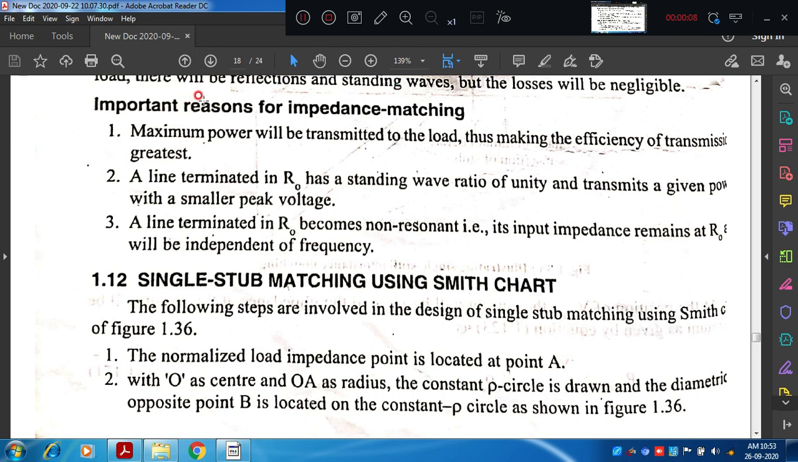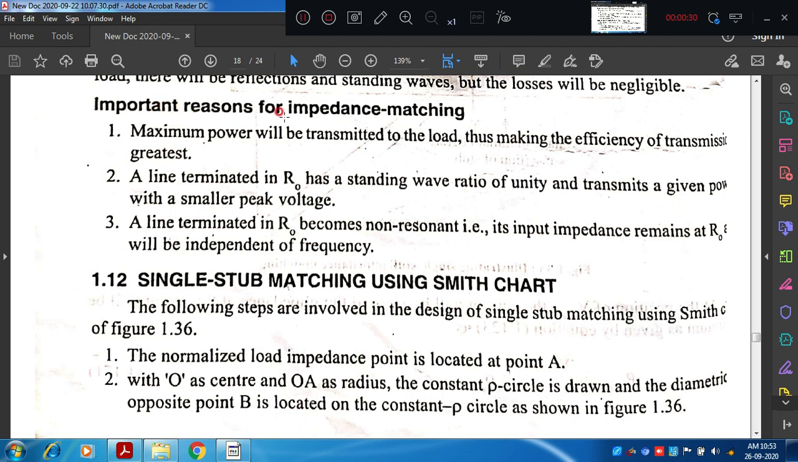Today we'll discuss one more concept in the Smith chart, that is impedance matching. In this concept, again we have two sub-concepts: single stub matching and double stub matching. As per the syllabus, we have only single stub matching. So what is this stub matching or impedance matching?